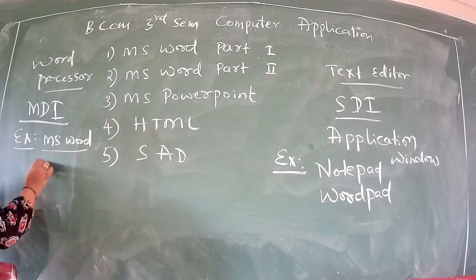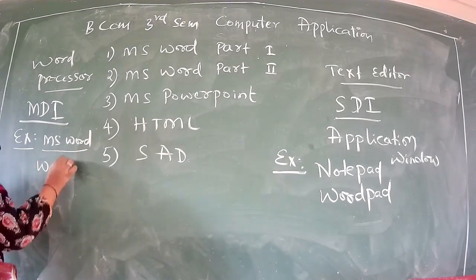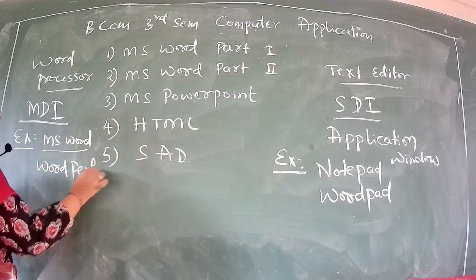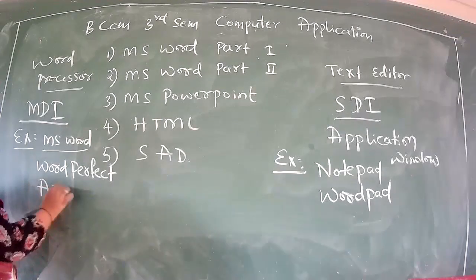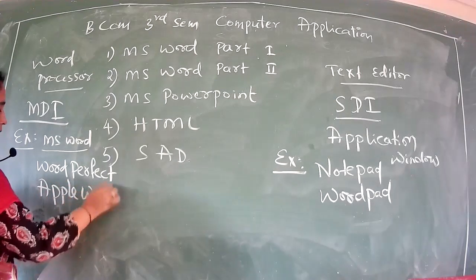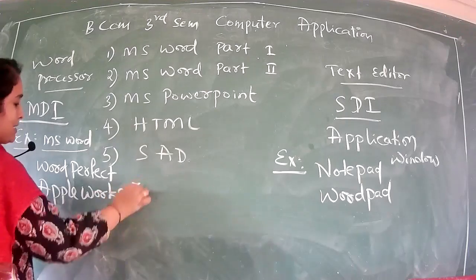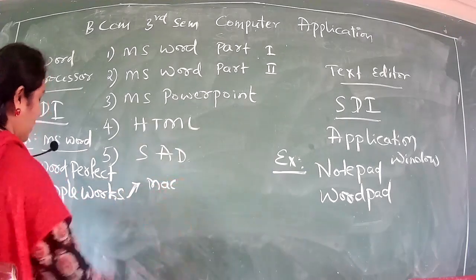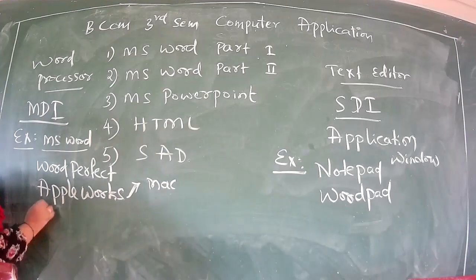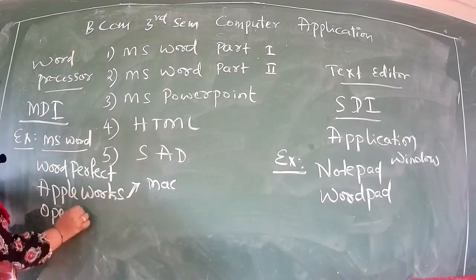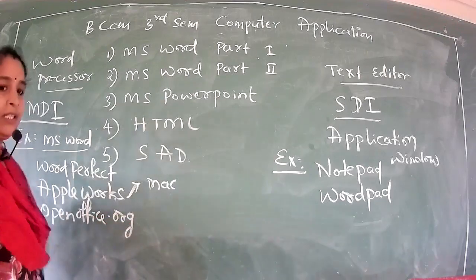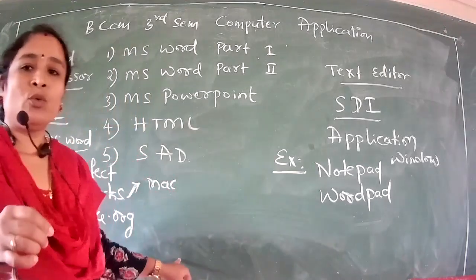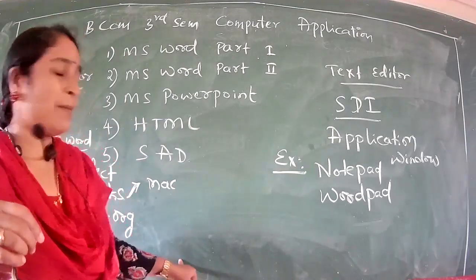Then you have WordPerfect. This is for Windows only; the operating system should be Windows. Then you have AppleWorks, whose OS is Mac OS. Then you have OpenOffice. These are the different popular, widely used word processors in the market.